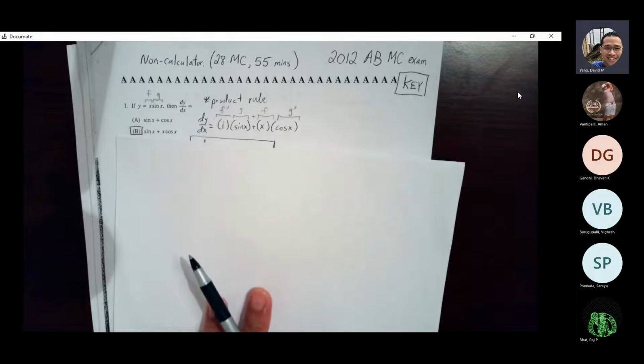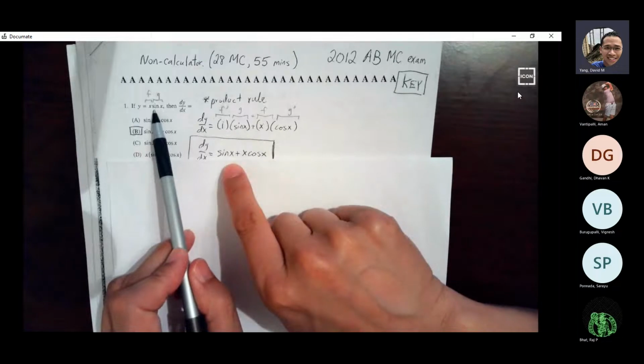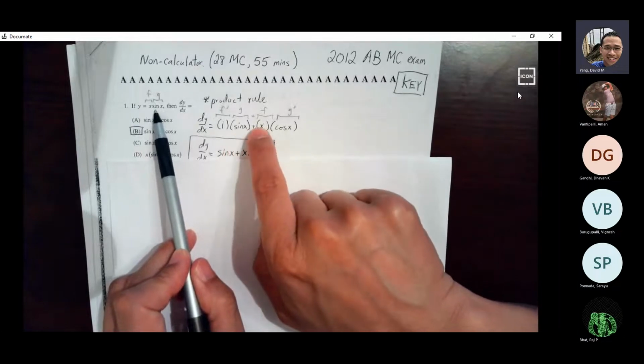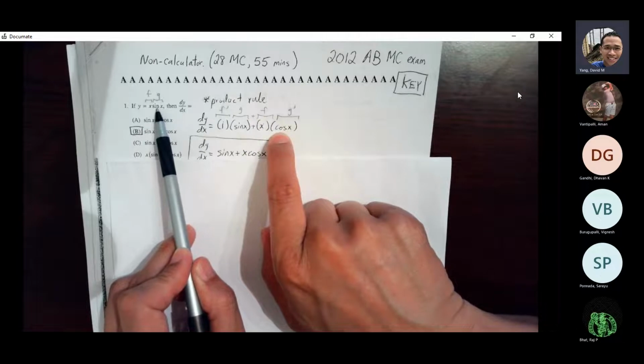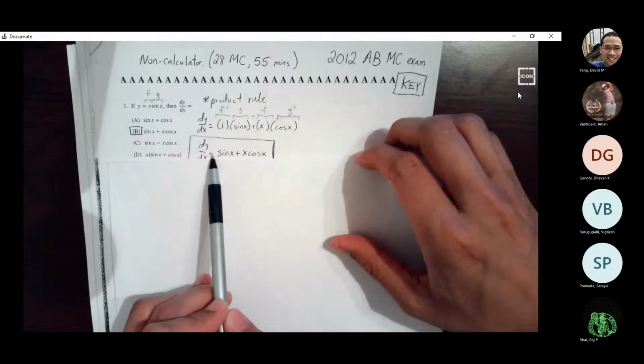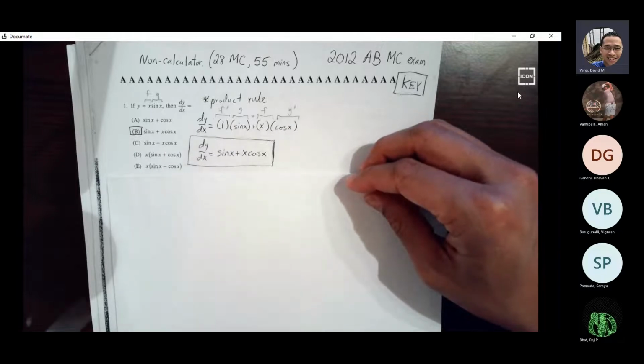So f prime g plus f g prime. Okay, so x becomes 1, sine x stays, and then sine becomes cosine. So the derivative is sine x plus x cosine x.